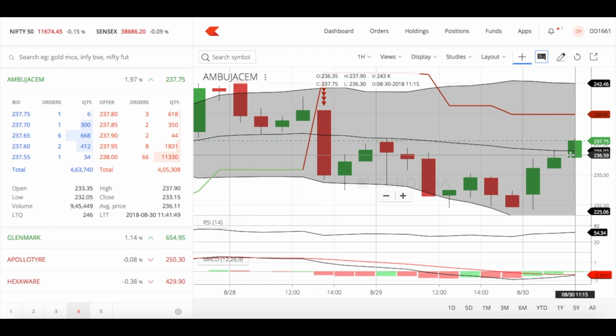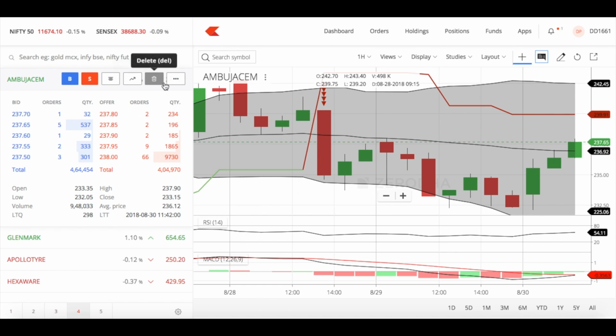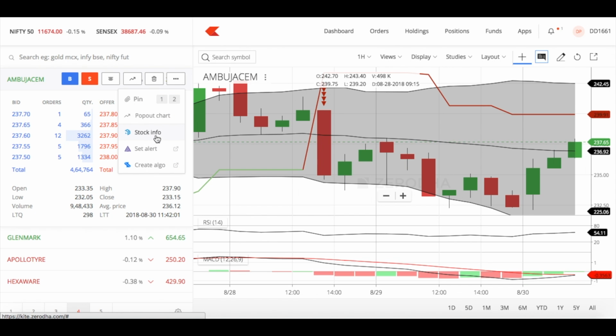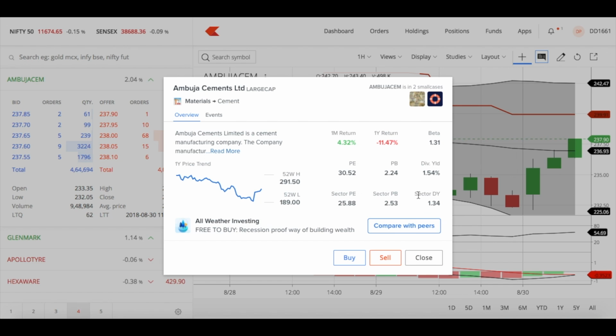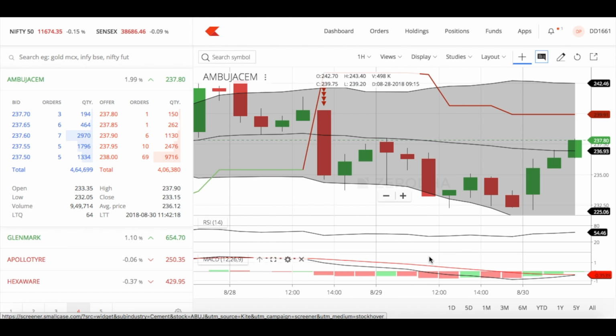Let's see if it can break its own high. So from the 237 level we will be getting 238, one rupee almost. Just look at the stock info. The 52-week high is 291, not here, and beta is 1.31. Good.